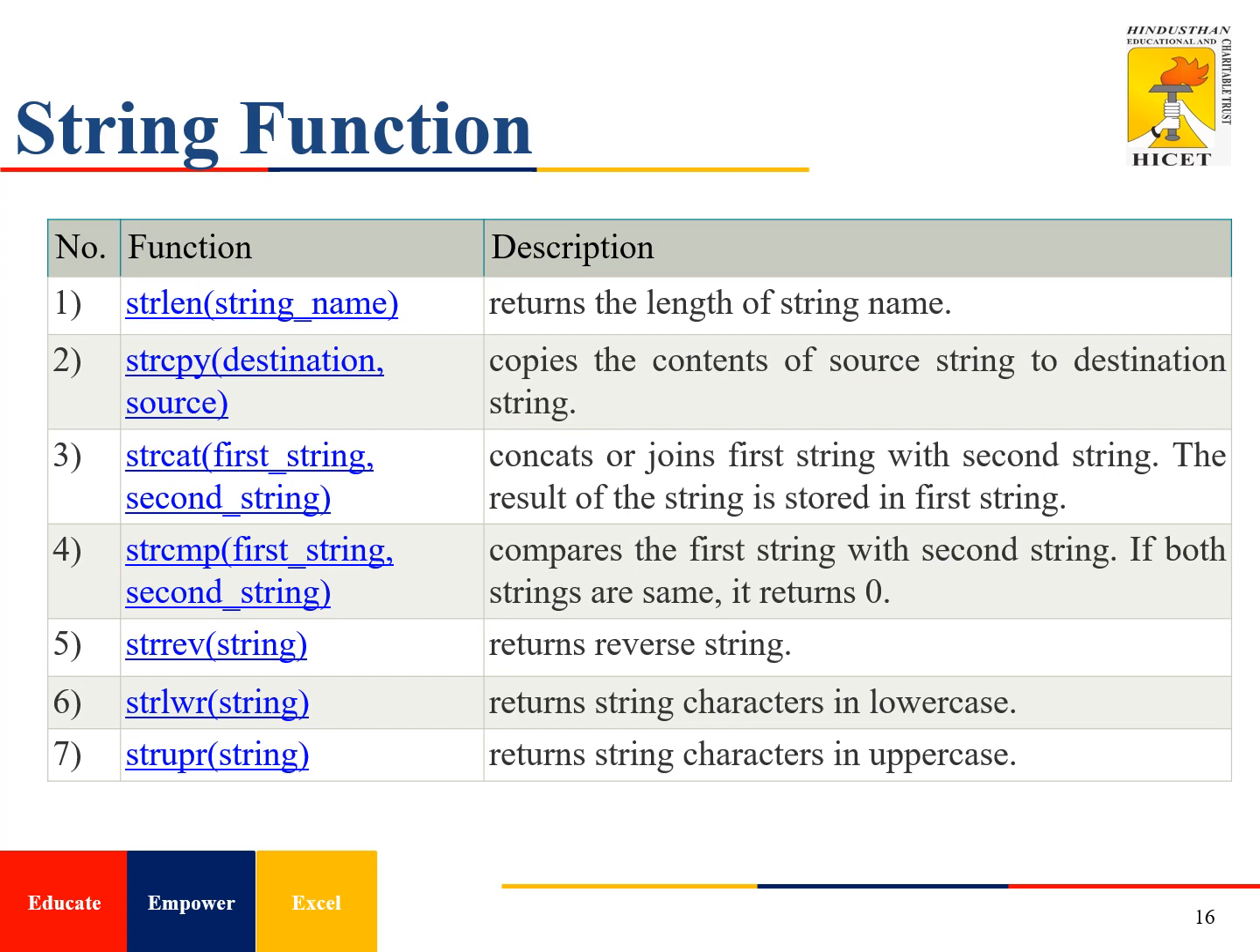strrev reverses the string. If I give ABC, then it returns CBA. And then strlwr returns the lowercase of the given string, and strupr means string uppercase, that is, it returns the uppercase of the given string. These are all the functions used for strings.